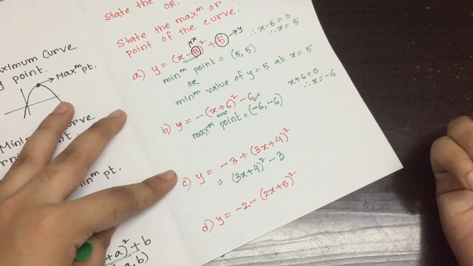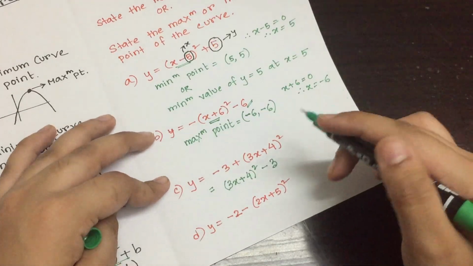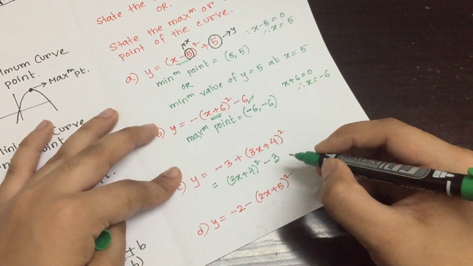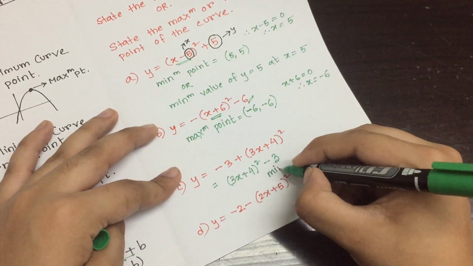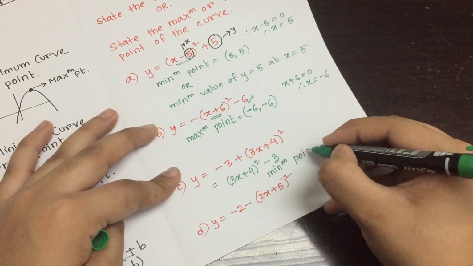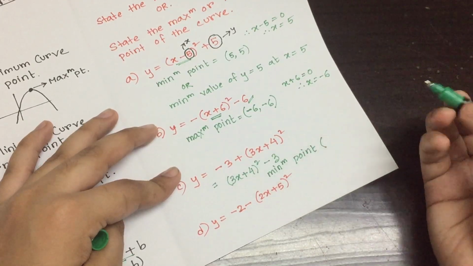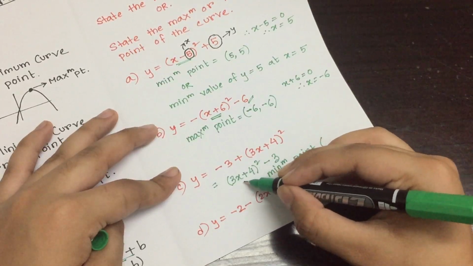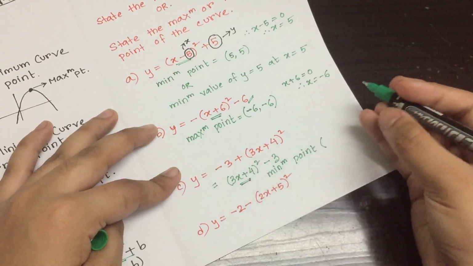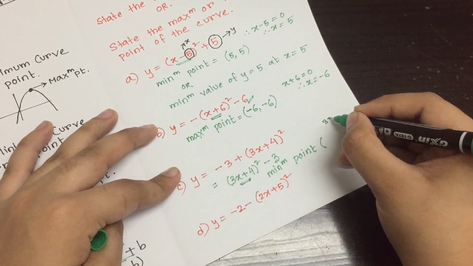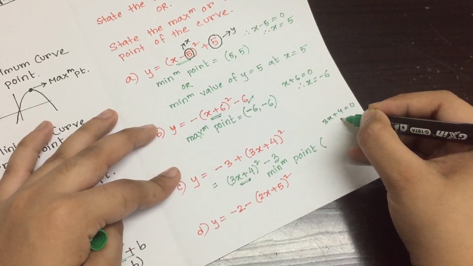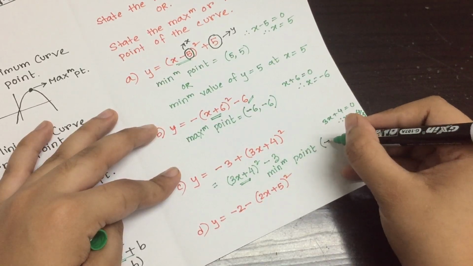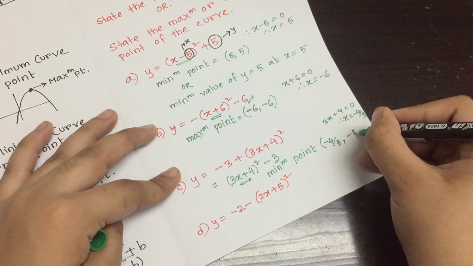Now I can easily state what's my maximum point and the minimum point. So by seeing the equation, as you can see at the front, there is a positive sign. So it's obviously a minimum point, and the value of y here is, as you can see, minus 3. And in order to find the value of x, we equal this one to 0. So 3x plus 4 equals 0. That gives us minus 4 over 3. So the minimum point is minus 4 over 3 comma minus 3.